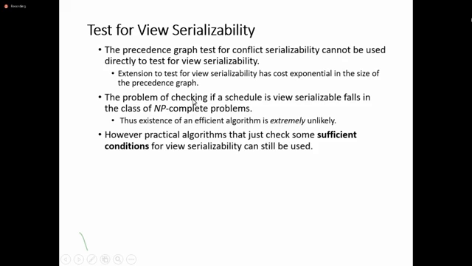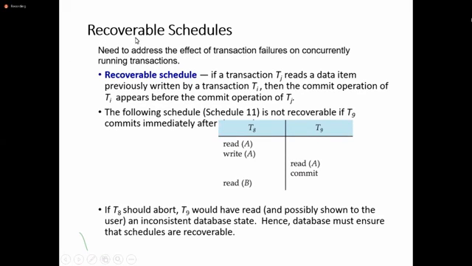The problem of checking if a schedule is view serializable falls in the class of NP-complete problems. Thus the existence of an efficient algorithm is extremely unlikely. However, practical algorithms that just check a sufficient condition for view serializability can still be used. Okay, we use that. Now is the recoverable schedule.